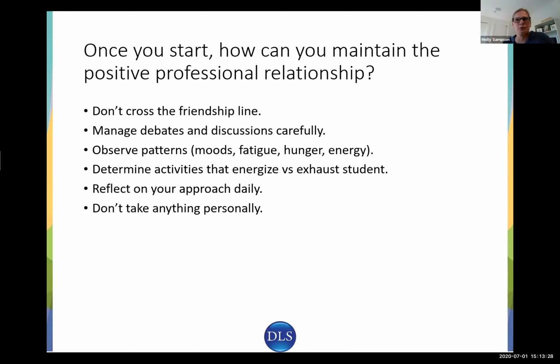And then always reflect on your approach. And then finally, don't take anything personally. Sometimes it seems very personal, but you are all professionals. Maybe the student isn't acting professionally, but do what you can to not be offended by what happens in the classroom.